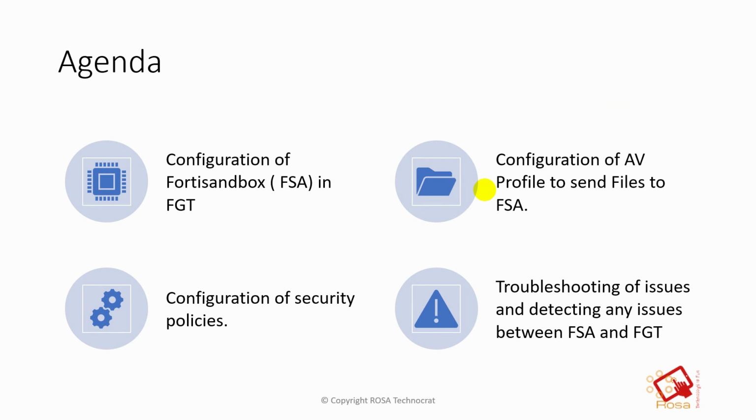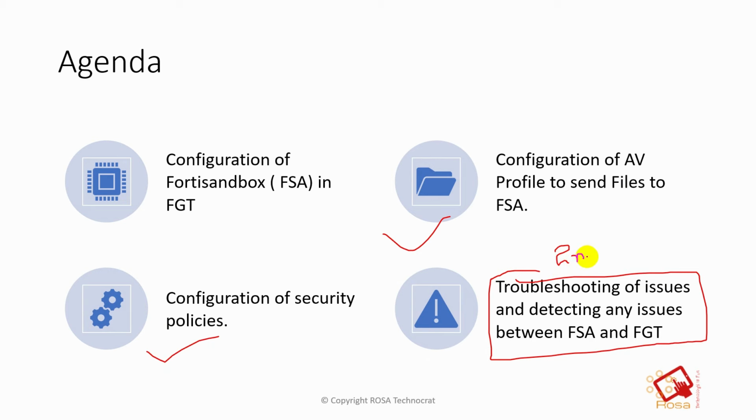So what we will be seeing in this video is all about configuration of FortiSandbox in FortiGate, and then we will be seeing configuration of AV profile to send files to FSA, and configuration of security policies, that is firewall policy, and troubleshooting all issues and detecting any issues. So basically this I will be creating in the second part video, because otherwise this particular video will become too big.